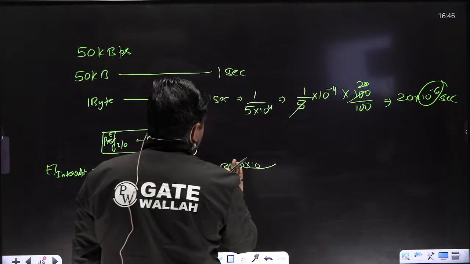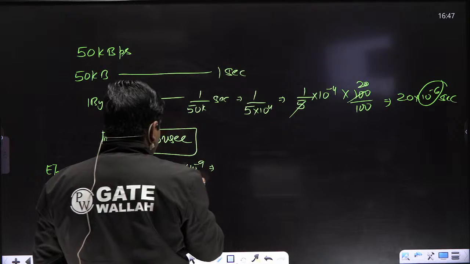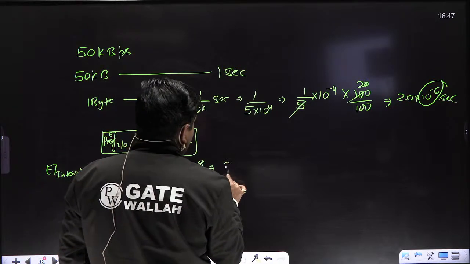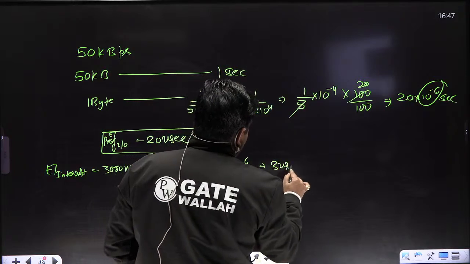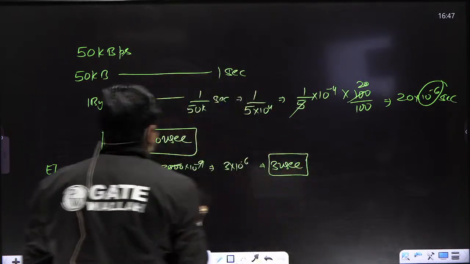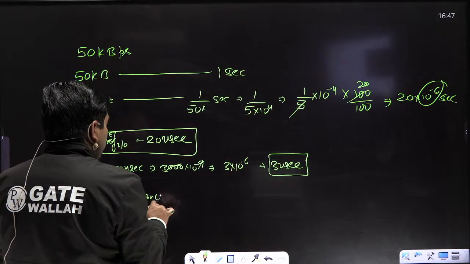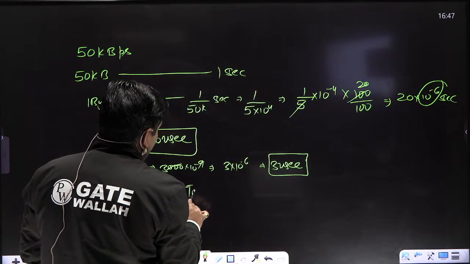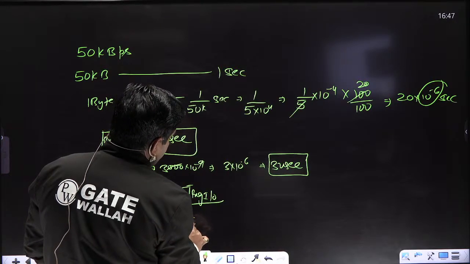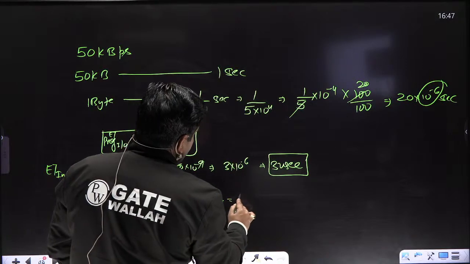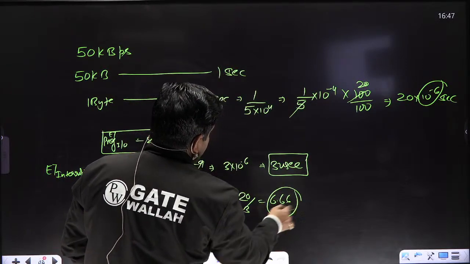Then what will happen? This will be cancelled. Then how much are you getting? 3 into 10 raised to power minus 6, meaning 3 microseconds. It is asking performance gain. So what you can say: execution time in programmed IO divided by execution time in interrupt IO. How much? 20 by 3, 6.66.